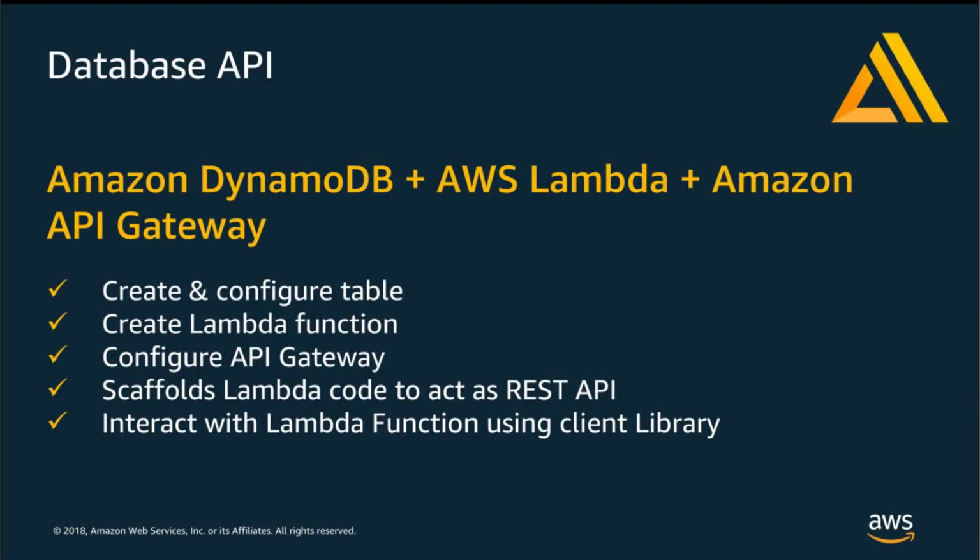And then the final API that you can get up and running with using the CLI is a database API. And the database API is going to be using a combination of DynamoDB, an AWS Lambda function, and Amazon API Gateway. So you can configure and create the API directly from the command line. That will go ahead and scaffold the DynamoDB table. It'll create the Lambda function, and it'll write out some boilerplate code for you, as well as configure the API Gateway. Once the API is created, again, you can start interacting with the API directly from your JavaScript application.